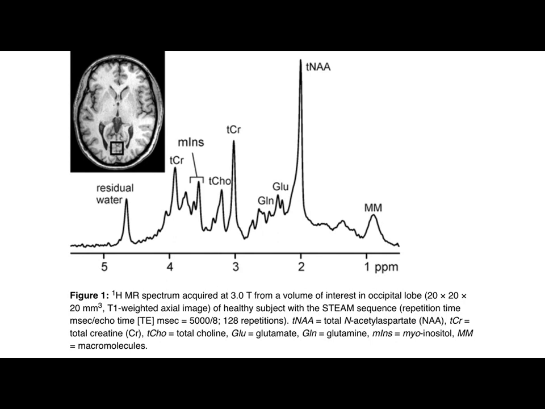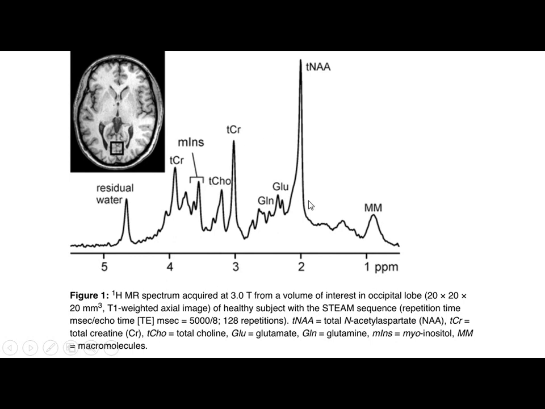We are not going to talk about the basics of MR spectroscopy, but it's good to revise together the position of the metabolites on a normal spectrum. This is a normal subject in which the box is put over the occipital region, and the spectrum shows the standard metabolites, which are NAA, creatine, and choline.